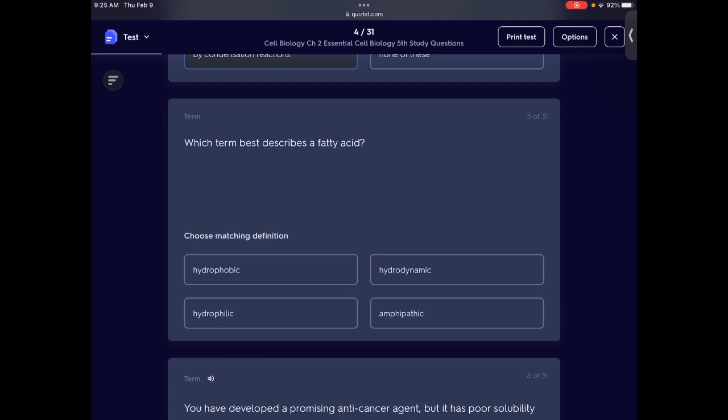Which term describes a fatty acid? Let's see, hydrophobic. But they also have a hydrophilic head of glycerol, so this could be amphipathic. Amphipathic means an area that's hydrophobic and an area that's hydrophilic, so let's pick that one.